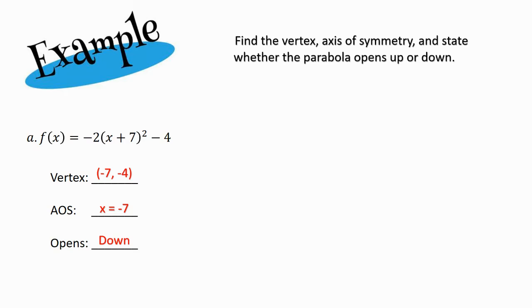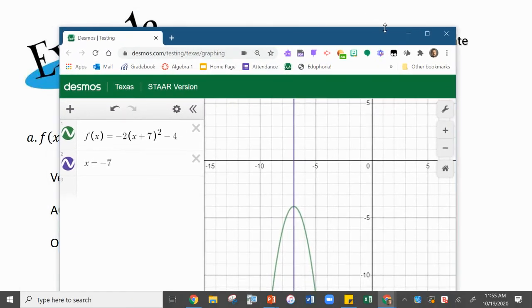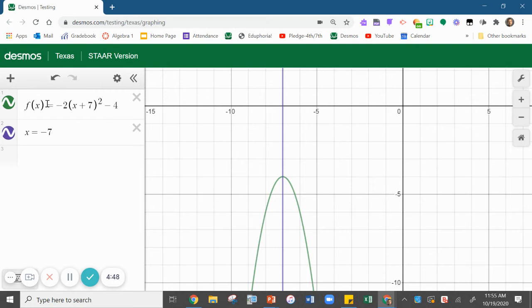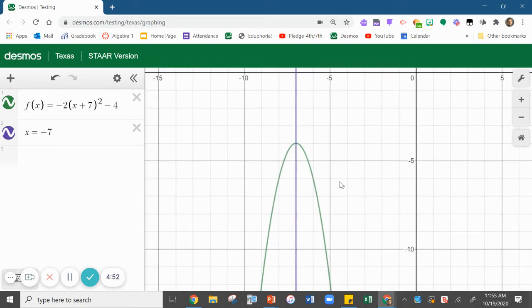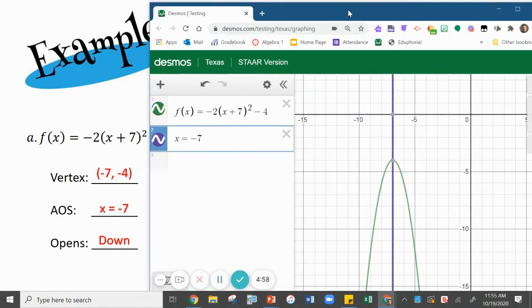Now, let me show you in Desmos what that looks like. And so I have gone through and put that equation in just like it says. I even put f of x. And when I did that, it graphed it. And so now I can see that the vertex, when I click on it, is negative 7, negative 4. Just exactly what we just said.